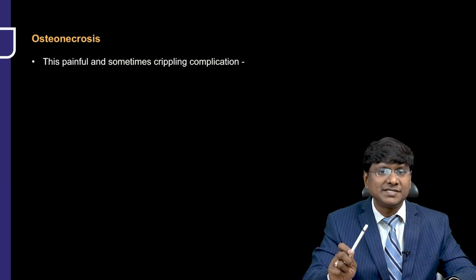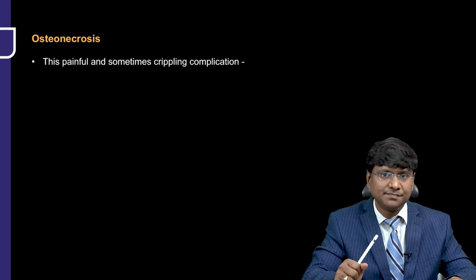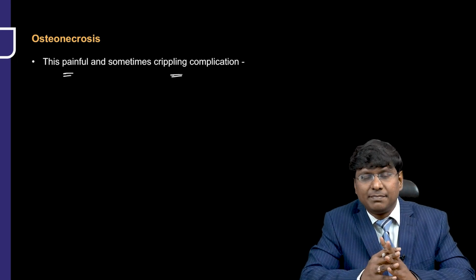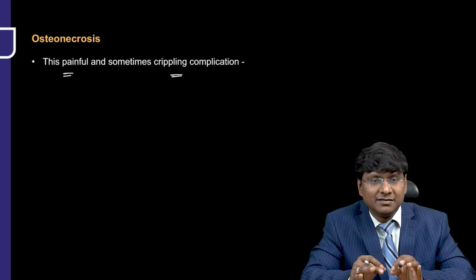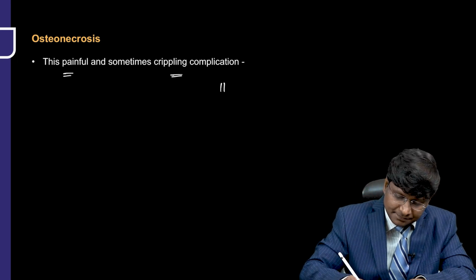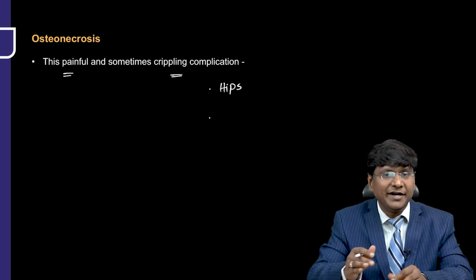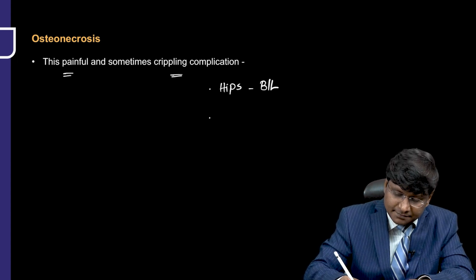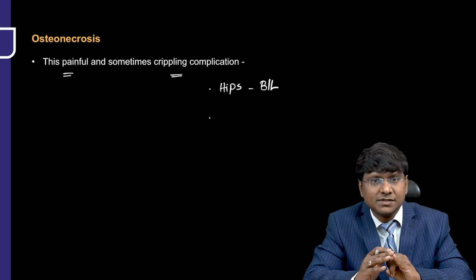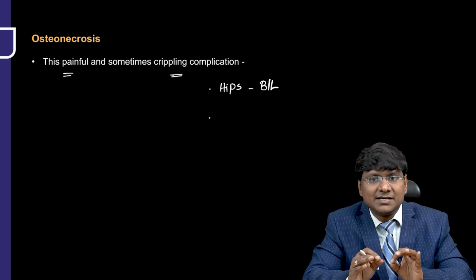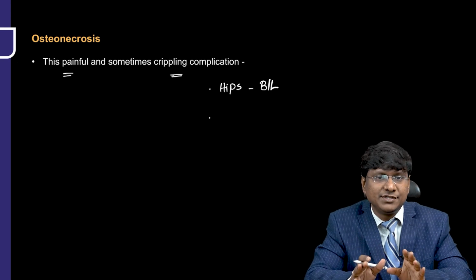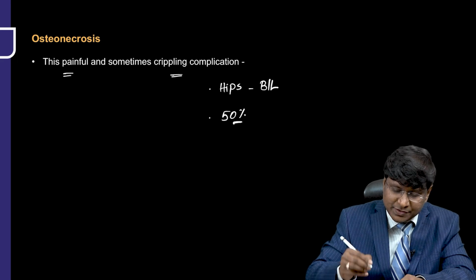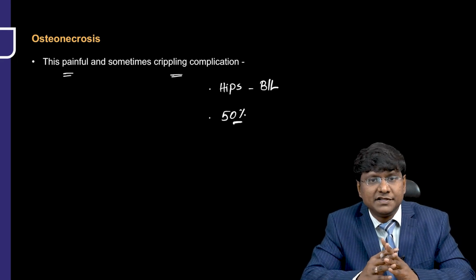An important complication in patients with sickle cell anemia is osteonecrosis. This painful and sometimes crippling complication most often affects the hips, and that too bilaterally. This occurs in about half of all patients with sickle cell anemia. So in almost 50% of patients with sickle cell anemia, you have involvement of the hip.